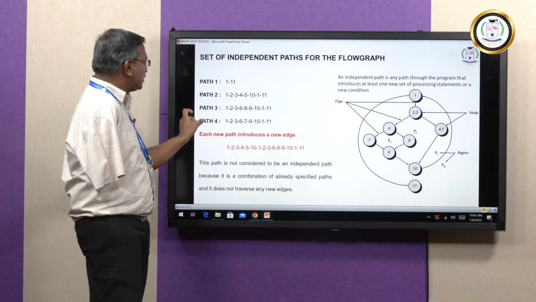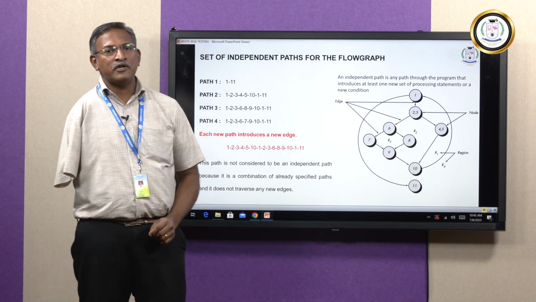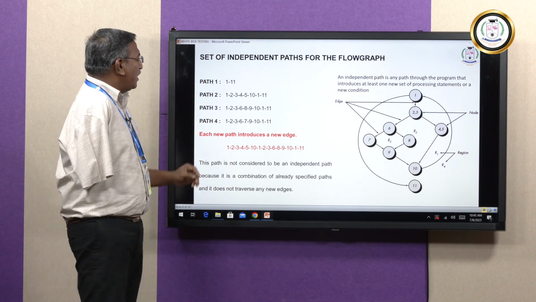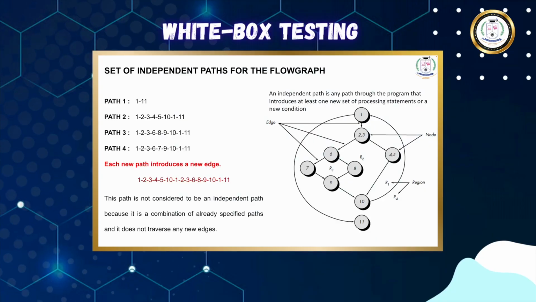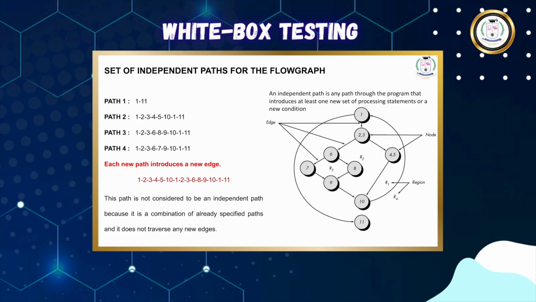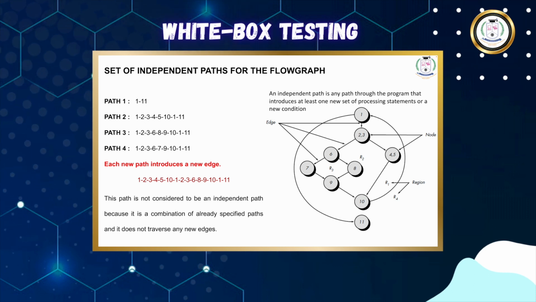So that is path 4. Totally, there are 4 independent paths available, and if you are writing a test case in such a way that you test all these independent paths, it is equivalent to testing the entire program.